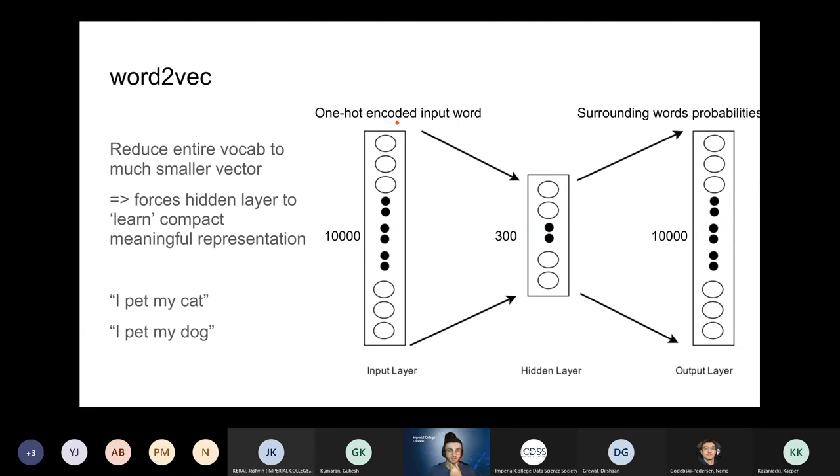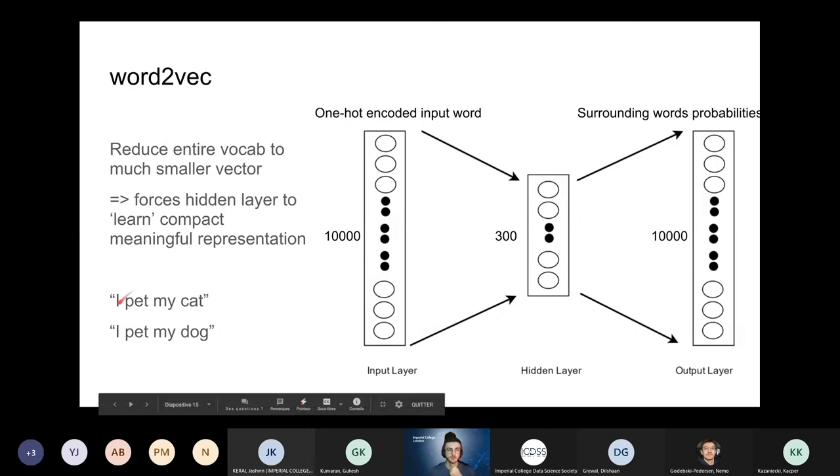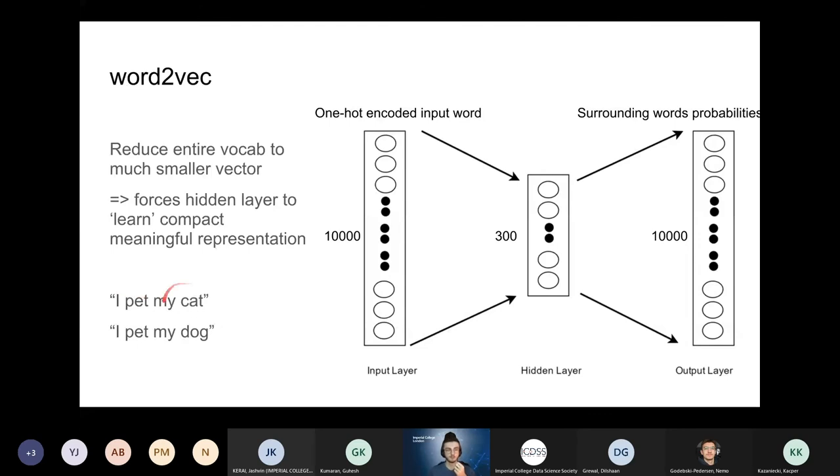Here I have much fewer neurons than in the input, so the model will have to somewhat summarize in a lot less space what cat means, with many fewer features. And at the end, what we do is that we pick a random word in the vicinity, in the neighbors of cat. So here we can pick pet, for instance, and we want to predict that.